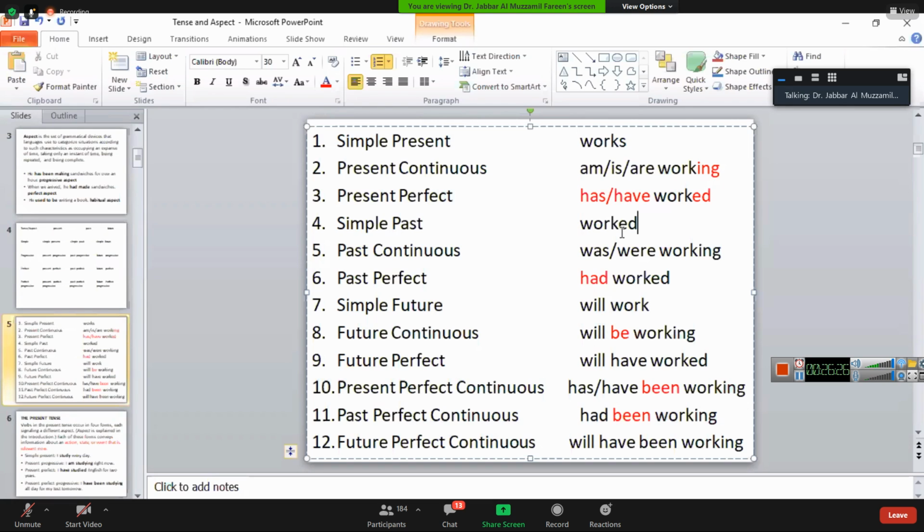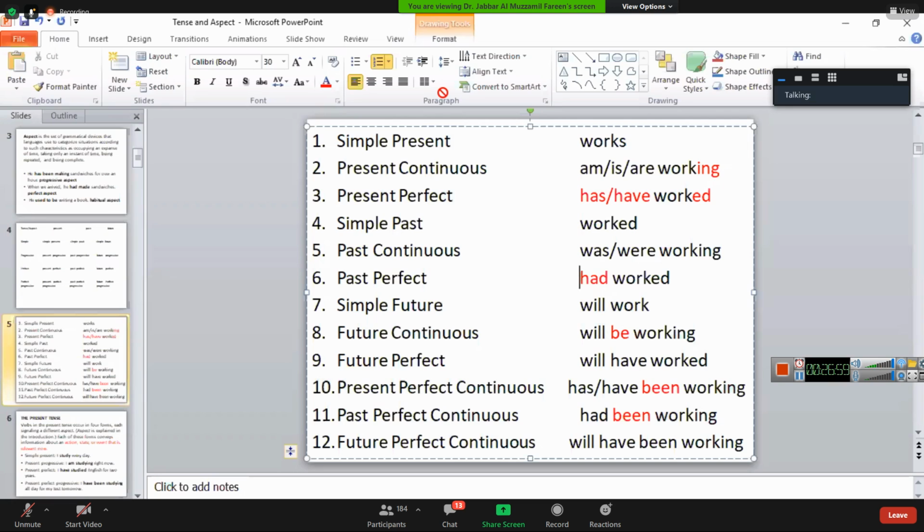For past tense, you have to take the middle form. Now past continuous. Here it is the same: what goes as am, is, are for present will go as was, were for past. Was or were working. Past perfect: here you had taken has, have, singular, plural; the past tense is had. Irrespective of singular and plural, you will be using had. From past perfect, you will not have the singular and plural problem.